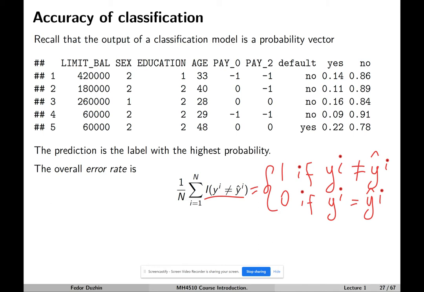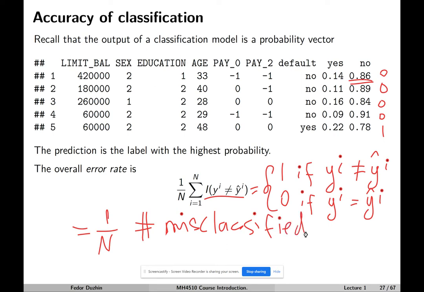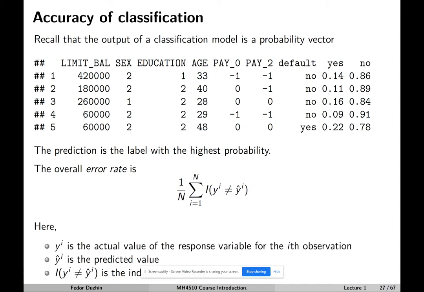In this case, for observation 1, the observed value is no, and the predicted value, the highest probability, is also no. So 0, 0, 0, 0, 1. It means that in this case, this sum is going to be 1. But since this is just the sum of zeros and ones, it is quite clear that what we see here is just 1 over n, where n is the total number of observations, times the number of misclassified observations. That's what it is.